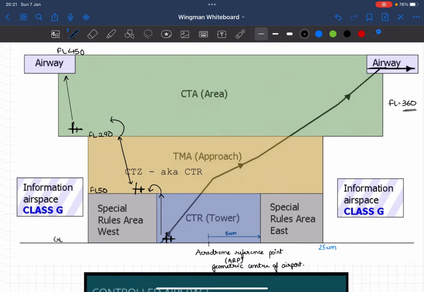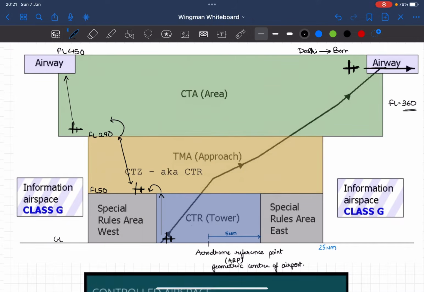So an airway can be thought of as a highway in the air, right? We have to leave that highway and come down. Break off from that highway in order to reach our destination. So think of this as the highway in the sky. Now, say you are coming from point A to B. Say you're coming from Delhi to Bombay.